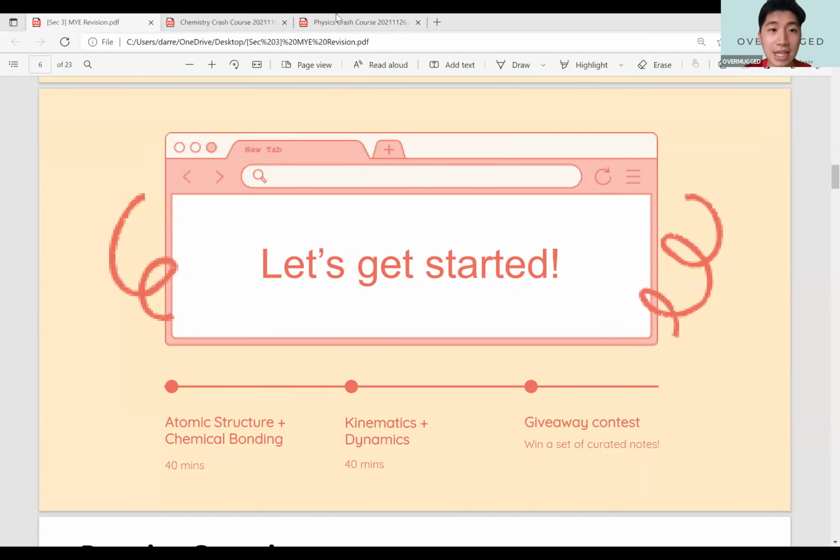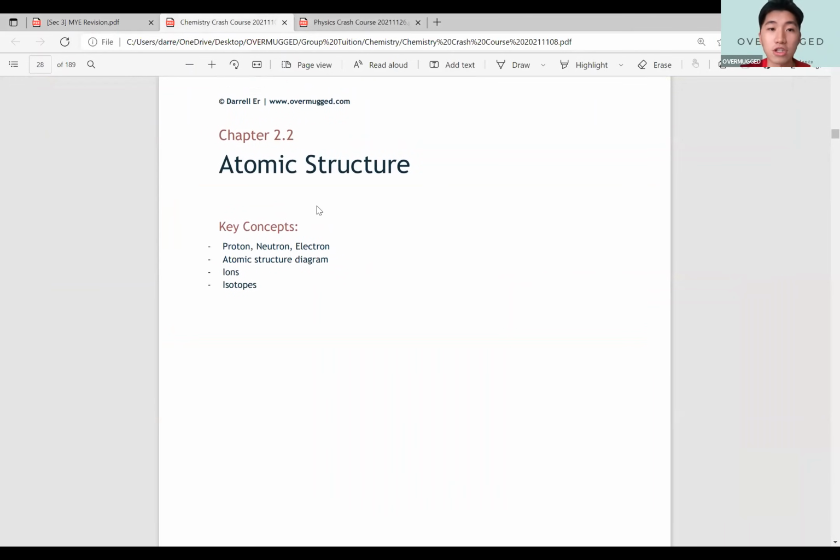Okay, now let's get started with atomic structure. All right, now the soft copy of what you're seeing here, these notes, this is the actual curated notes itself in soft copy. For those of you who already have it, I highly encourage you to take out the booklet to revise alongside. For those of you without, please don't worry. You can just take down the important stuff.